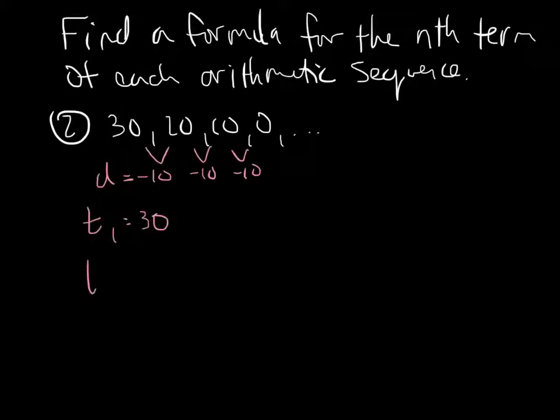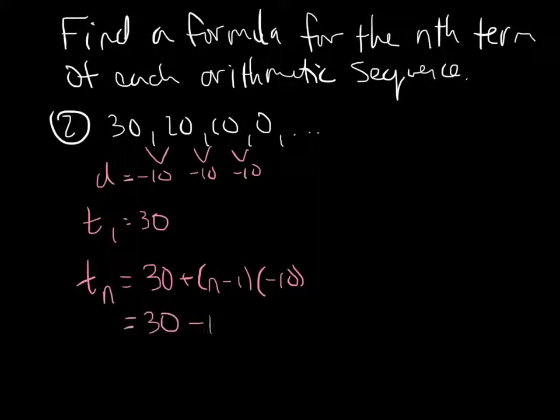And so I just fill it out. T sub n is equal to 30 plus n minus 1 times negative 10. We can simplify that further, and we will. We get 30 minus 10n plus 10, or t sub n is equal to 40 minus 10n. Actually, I'll rewrite that: negative 10n plus 40.